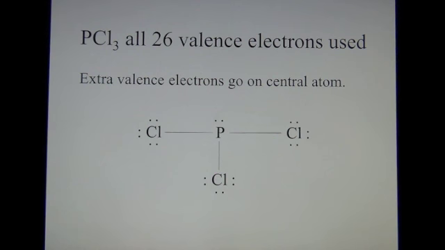So if you place the extra electrons on the central atom as another lone pair, sometimes called a non-bonding pair, then you see that all the atoms, the central and the surrounding, have the 8 that they need. And this would be a proper Lewis structure for phosphorus trichloride.